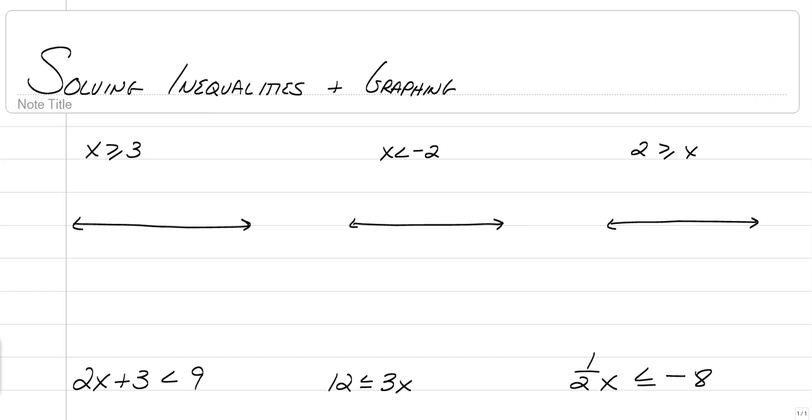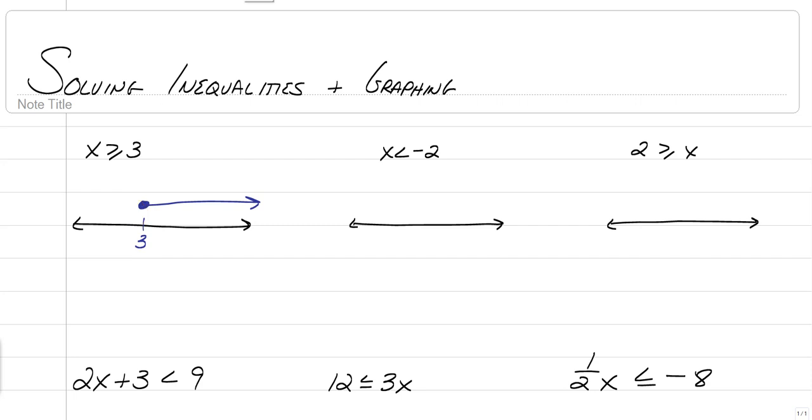So if x is greater than or equal to 3, then you have a 3. And if x is greater than or equal to it, that means the 3 is included. And then it could be anything greater than 3. It could be 5, 6, 1,000, 1,000,000, it doesn't matter. Alright, so that's how you graph.